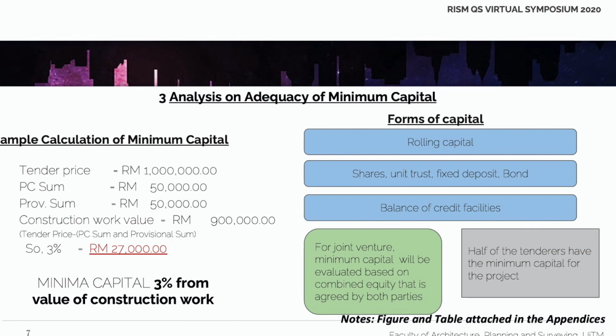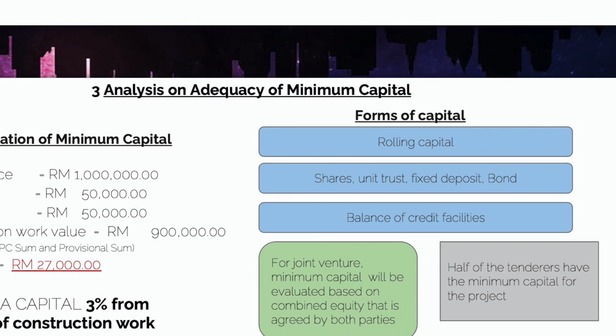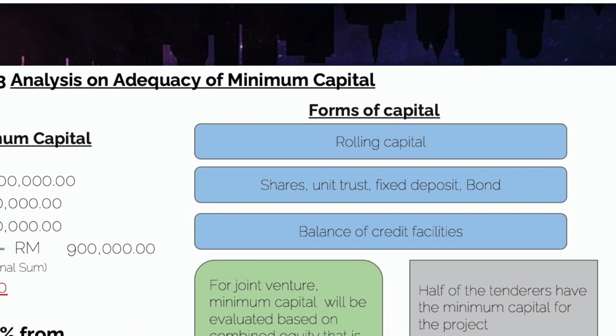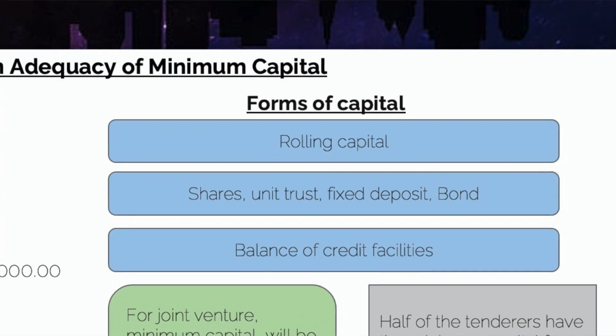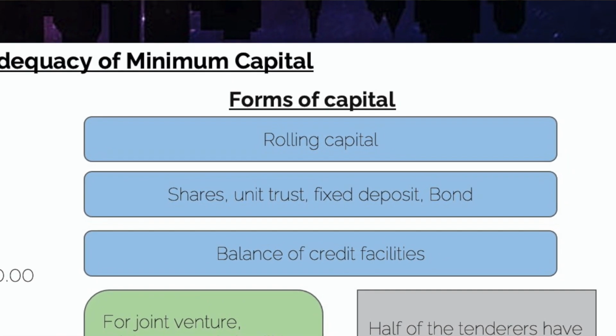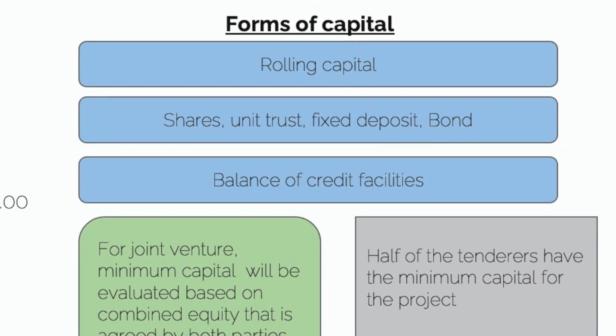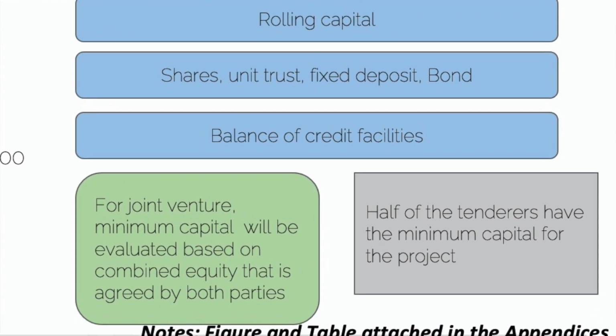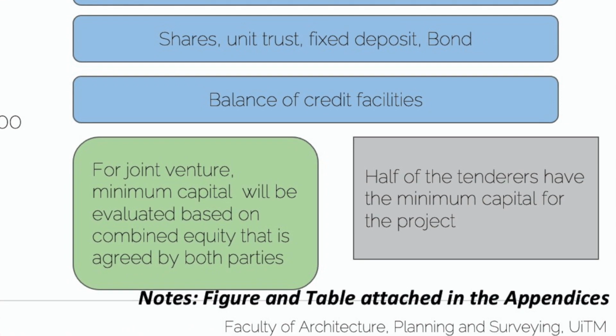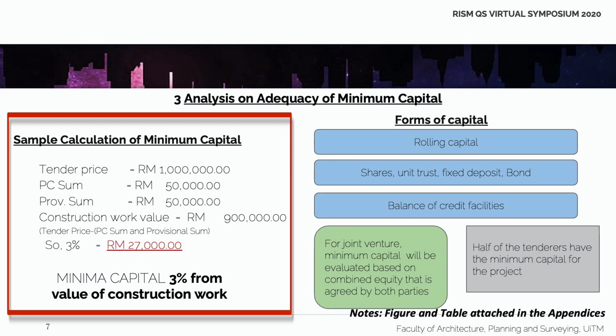There are many forms of capital: rolling capital, shares, unit trust, fixed deposit, etc., balance of credit facilities. And also for joint ventures, it will use minimum capital, which is analyzed based on the combined equity of both parties. Here are the method of calculation.